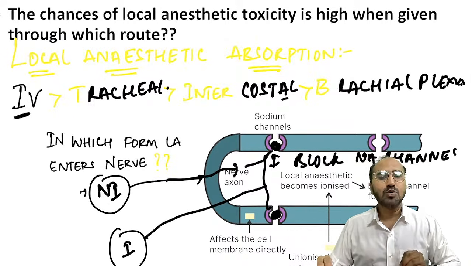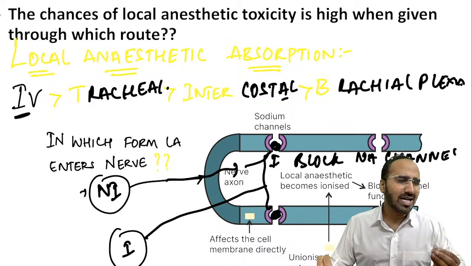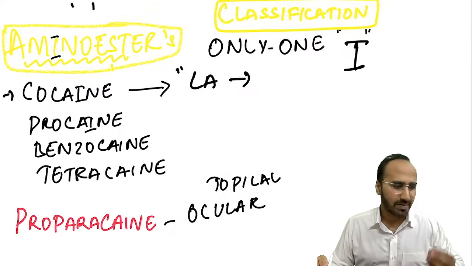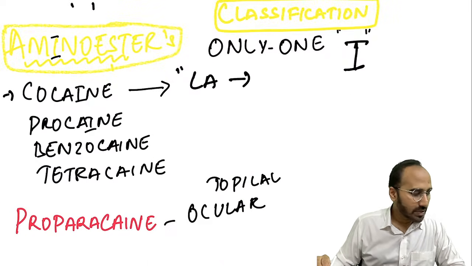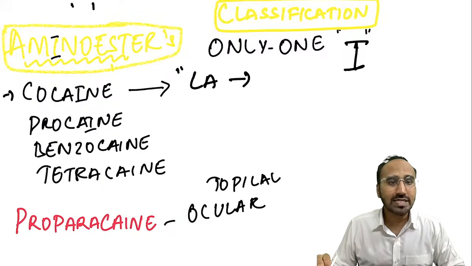Okay. Now coming to what? The classification of local anesthetic. They are classified into two categories. One category is called amino ester and the other category we will call amino amide. Okay? Amino ester and amino amide.